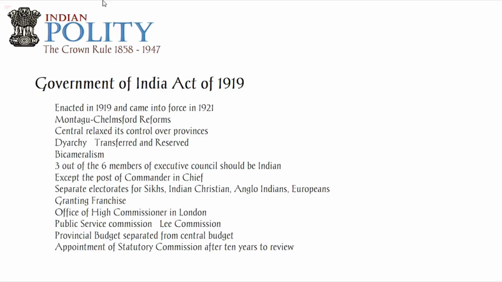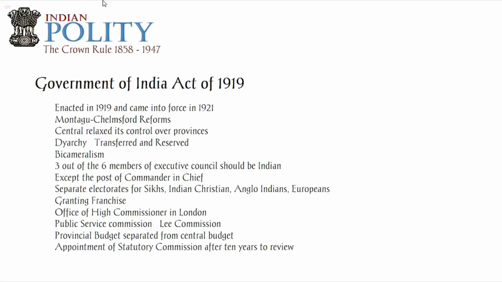It relaxed the control of the center over the provinces and authorized them to make laws on their respective lists of subjects. Diarchy, a dual scheme of governance, was enacted. Diarchy is a term derived from the Greek word diarche, which means double rule. According to this, the provincial subjects were divided into transferred, which were administered by the governor with the aid of ministers responsible to the Legislative Council, and reserved, which were administered by the governor and his Executive Council without being responsible to the Legislative Council.